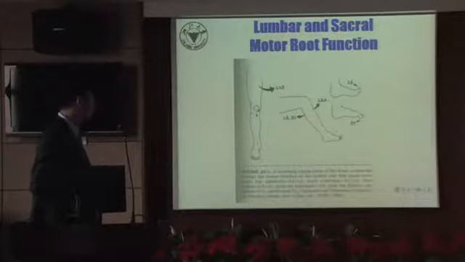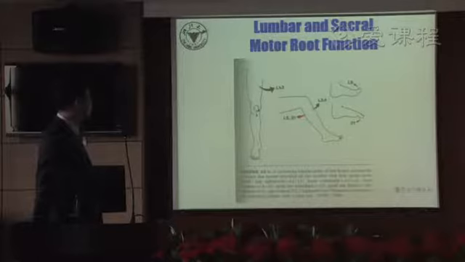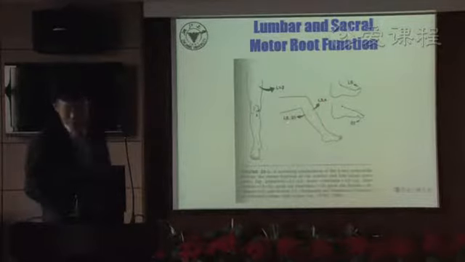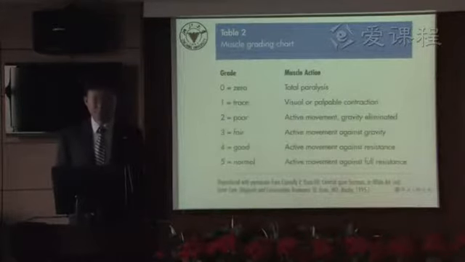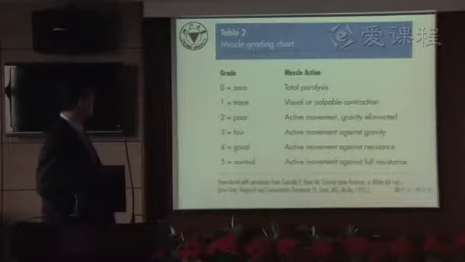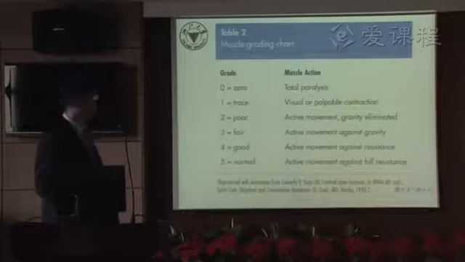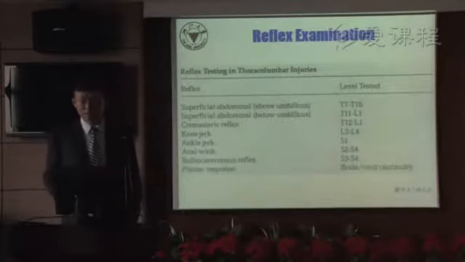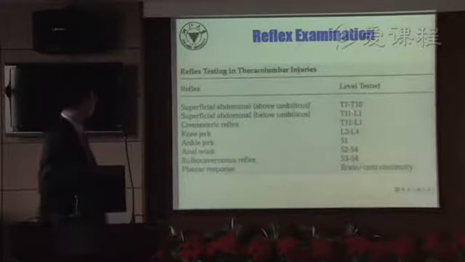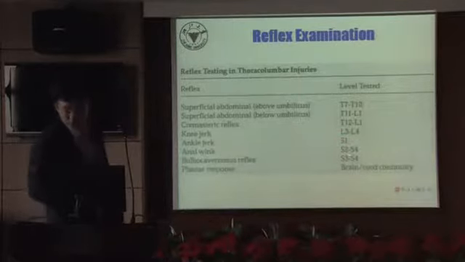We can see the hip flexors, lumbar 1 to 2, knee extension, lumbar 3 to 4, and the knee flexion, lumbar 5 to sacral 1. This is the muscle grading chart, which divides into 6 grades from 0 to 5 according to different muscle actions. This is the reflex examination. Now we can see the ankle jerk means sacral 1, and the anal wink sacral 2 to sacral 4.